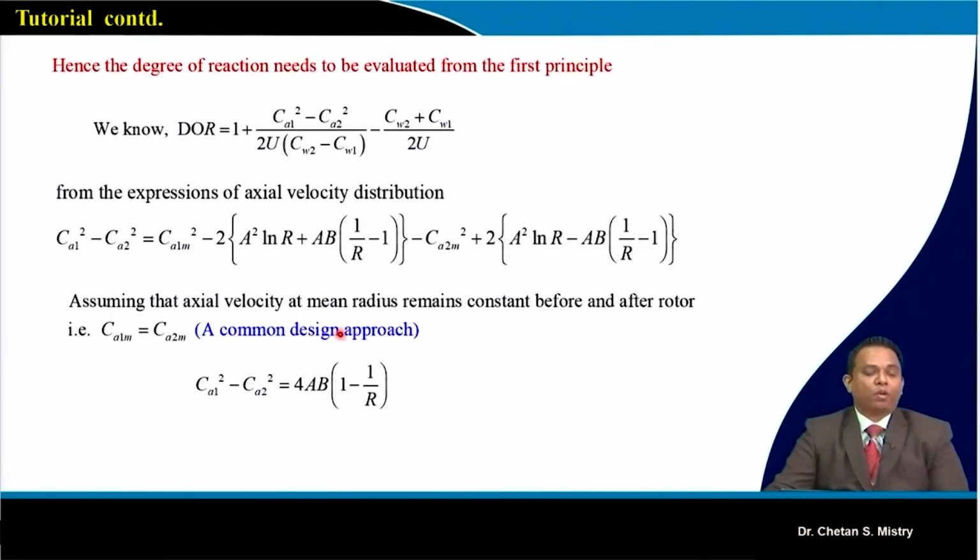So if we are calculating our degree of reaction, this will be the formula. If you simplify all these things together, that gives me Ca² minus Ca1² minus Ca2² equal to 4AB into bracket 1 minus 1 by R.